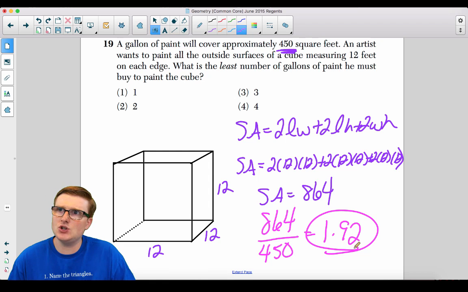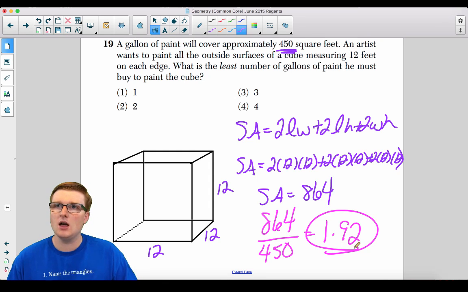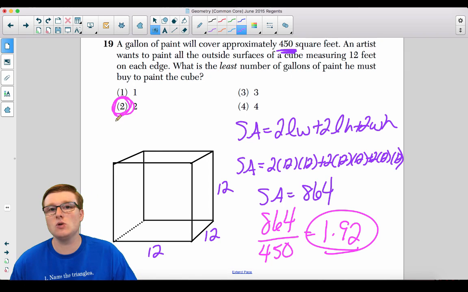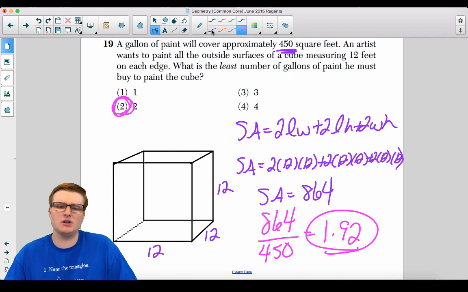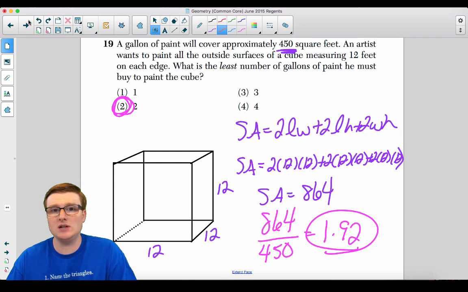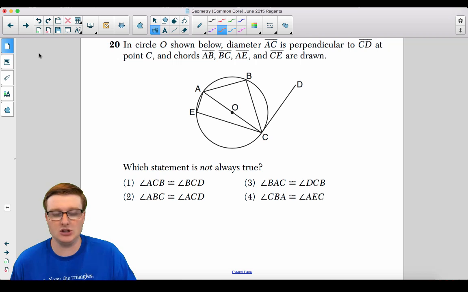Problem is, the last time I went to Lowe's or the Home Depot, cans of paint do not come in 0.92 cans. So you need 2 cans of paint to paint the entire cube. Of course, will you have paint left over? Yeah, of course you will. But you do need 2 cans of paint to complete the job.